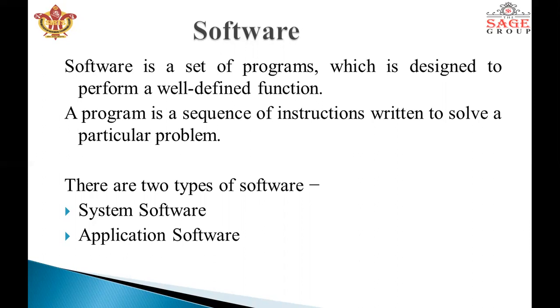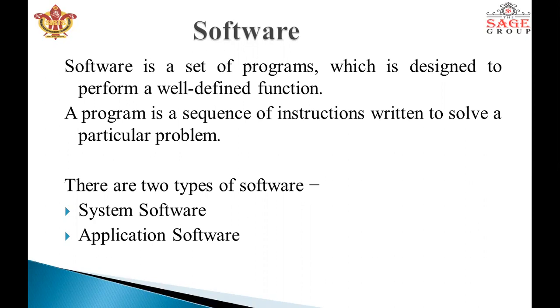That means if we have any problem, then we write specific instructions to solve this particular problem. Basically, software has two types. The first one is system software and the second one is application software.